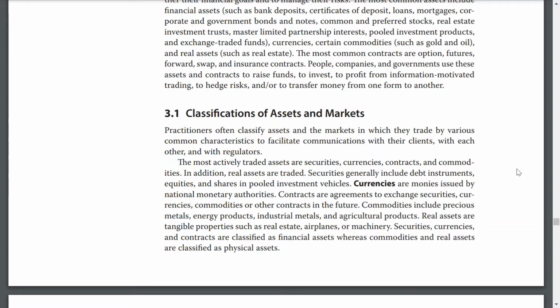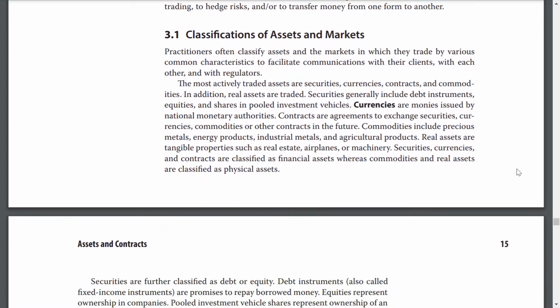The most actively traded assets are securities, currencies, contracts, and commodities. In addition, real estate is traded. Securities generally include debt instruments, equities, and shares in pooled investment vehicles. Currencies are money issued by national monetary authorities. Contracts are agreements to exchange securities, currencies, or commodities at a later date, or other contracts in the futures. Commodities include precious metals, energy products, industrial materials or industrial metals, and agricultural products. Real estate is tangible property.